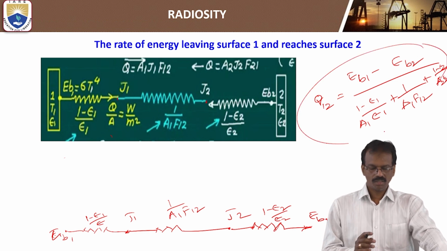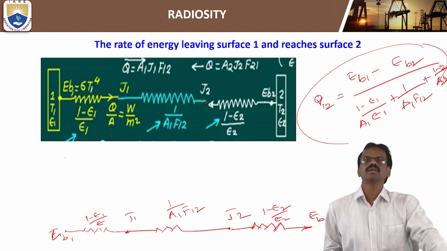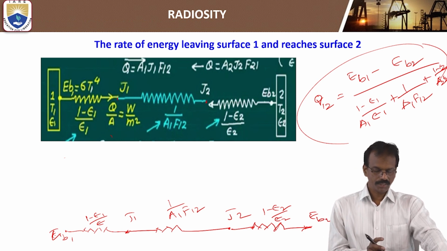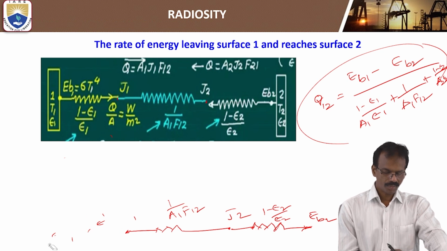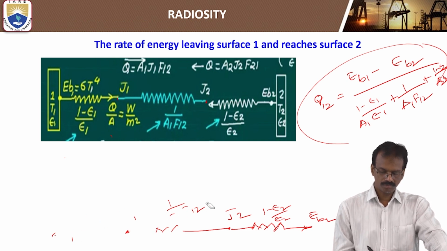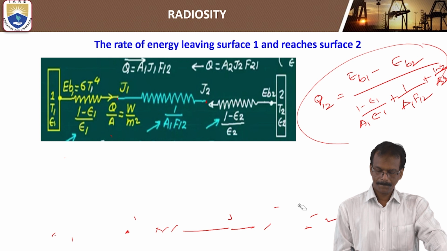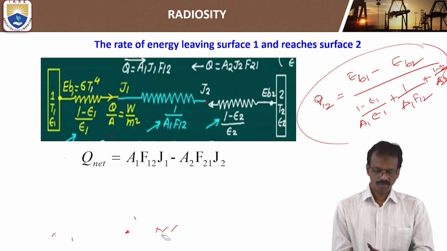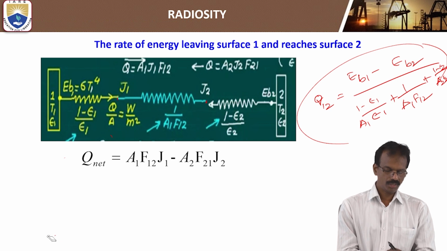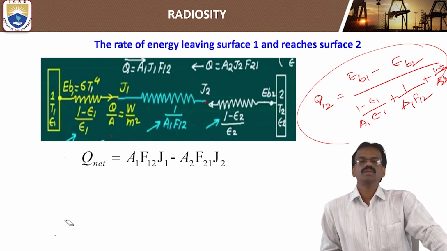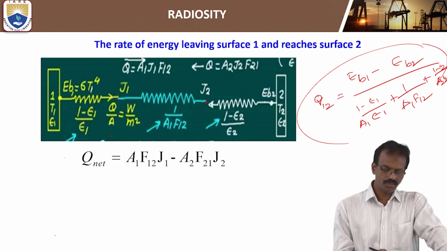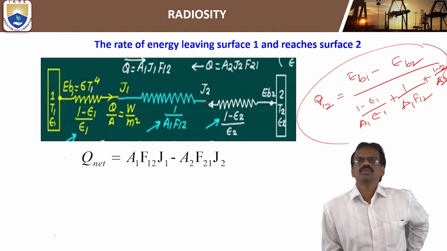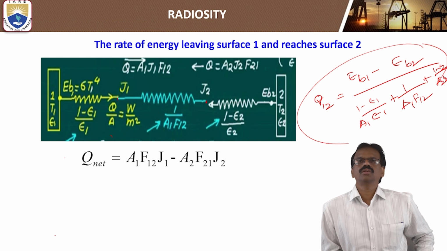So we have to consider all the radiation resistances. We'll see this one also. So you know that, in the case of shape factor, we already discussed this one. So Q net is equal to A1 F12 into J1 minus J2.